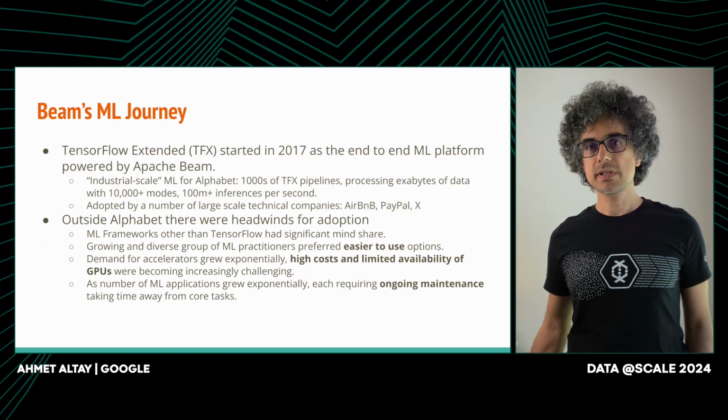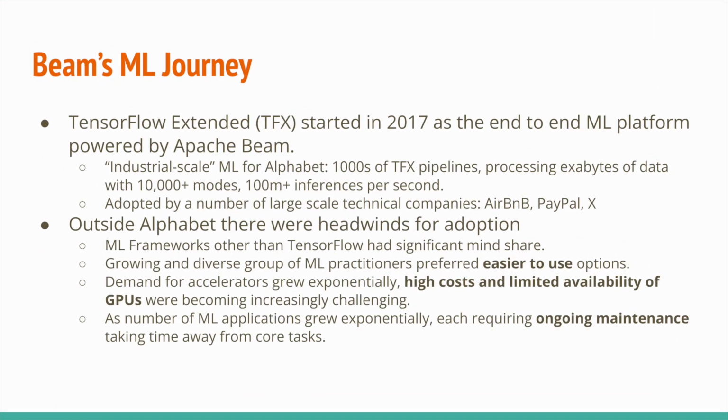Beam's machine learning journey started in 2017 with TensorFlow Extended. This is an end-to-end machine learning framework. It brought industrial-scale machine learning to Alphabet. Today, TFX pipelines run at Alphabet every day, powering hundreds of millions of inference decisions. And at the same time, TFX has adoption outside Alphabet with large tech companies like Airbnb, PayPal, and X.